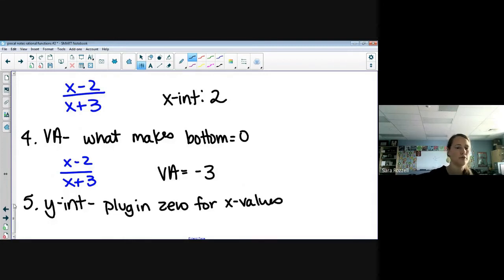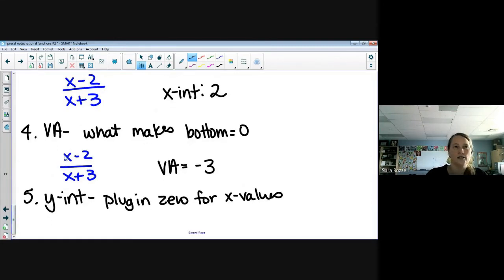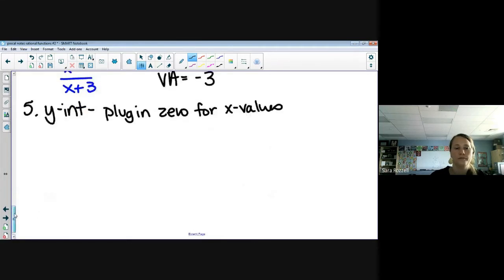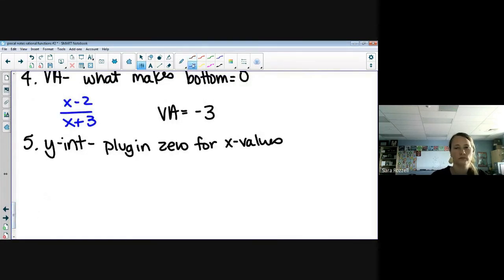This is just like we've done before. So our x's are going to go away. So what would our y-intercept be for this problem? It'd be negative 2 over 3. Okay. So 0 minus 2 over 0 plus 3, which is negative 2/3.